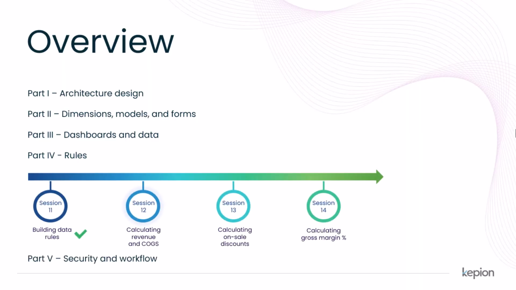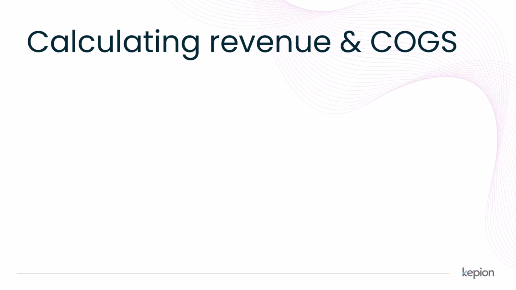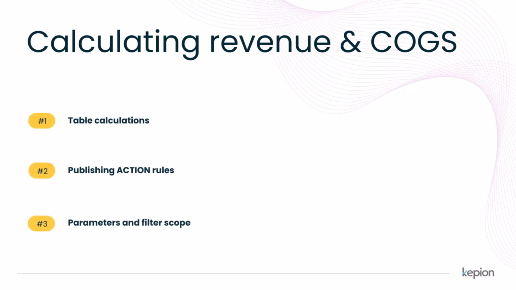In this session, we'll design a rule to calculate our base assumptions into revenue and cost of goods sold. Then we'll publish those results to the calculated partition of our reporting model. As there are a lot of important concepts introduced in this session, we've separated the 3 sections into separate videos, with each focused on just a single concept.